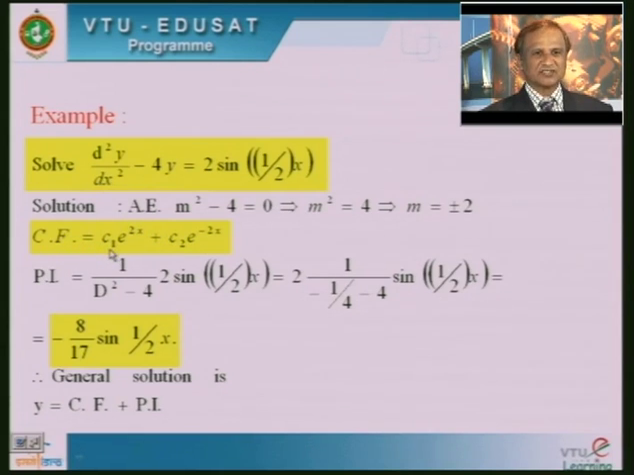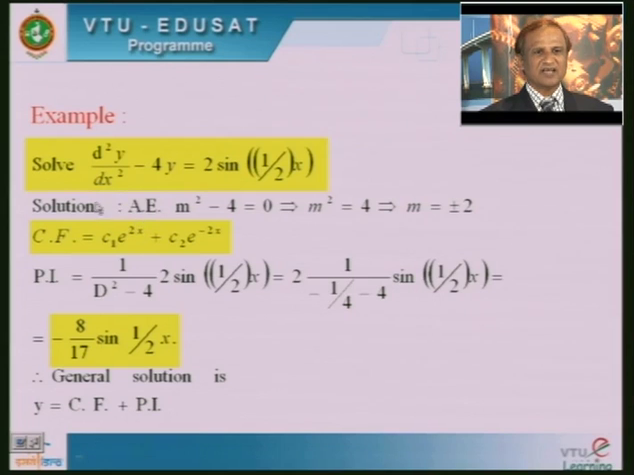That is equal to C1 into e to the power 2x plus C2 into e to the power minus 2x. Is it clear? Because the roots are plus 2 and minus 2: m1 is equal to plus 2, m2 is equal to minus 2. Okay. Now we are able to calculate the complementary function. Then how do we find the particular integral in the case of sin x?